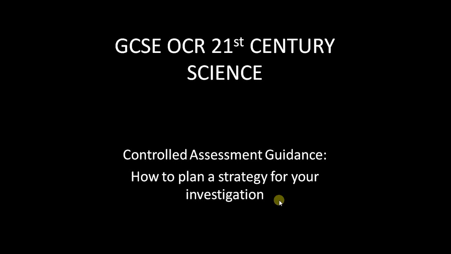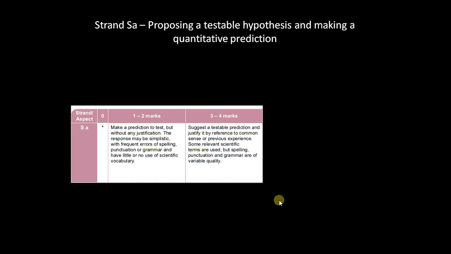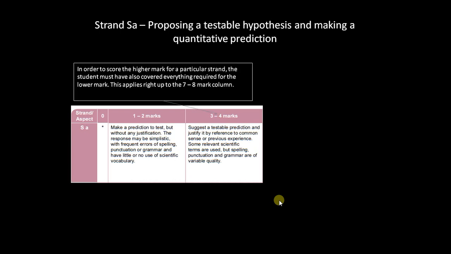Okay folks, this is a guide to show you how to write a strategy for your controlled assessment investigation. We're going to kick off by looking at Strand Sa, but before I do so, I'd like to remind you that for any strand you must cover everything in the lower mark columns before you can score anything in the higher mark columns, and this applies right up to the 7-8 mark column.